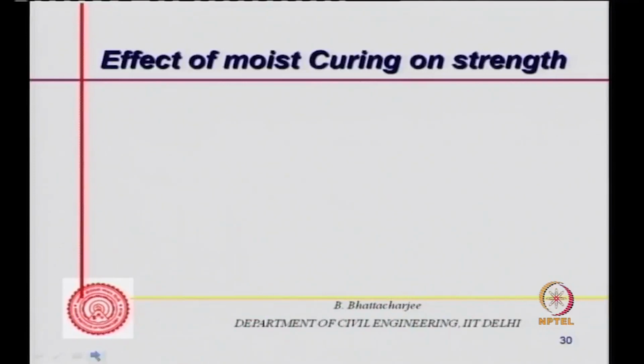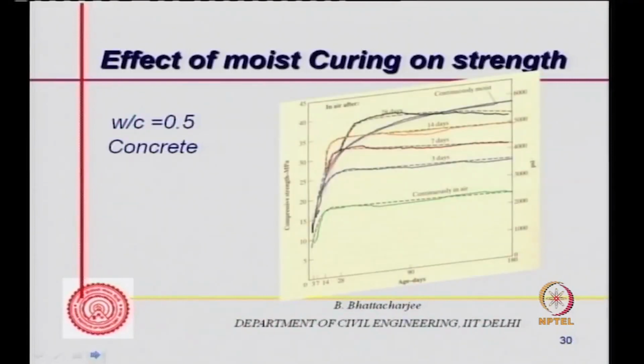Now, how do we do curing? We do moist curing. Suppose I have a concrete with a water cement ratio of 0.5, and if I cure it continuously submerged, the strength will increase in this manner. Give it 28 days cured, strength will increase in this manner. 14 days cured, strength will go like this up to 14 days, and then it will flatten out. So with 28 days, strength will increase nearly up to that, and then it will flatten out. Continuously moist cured will go like this.